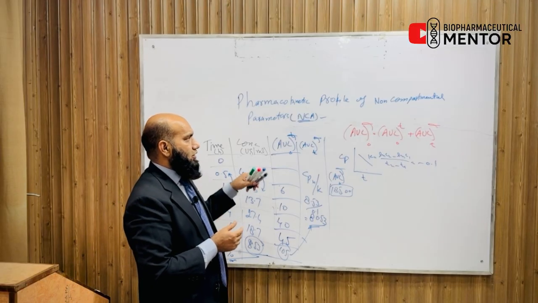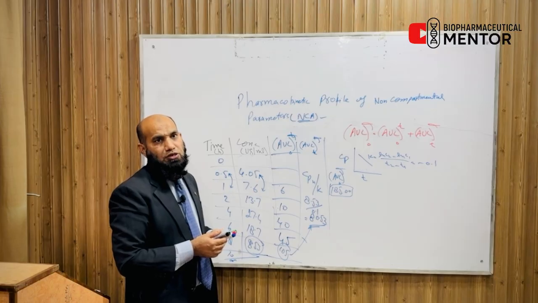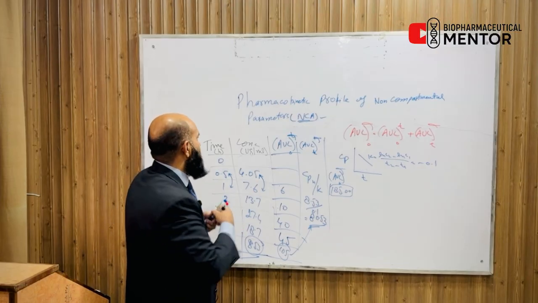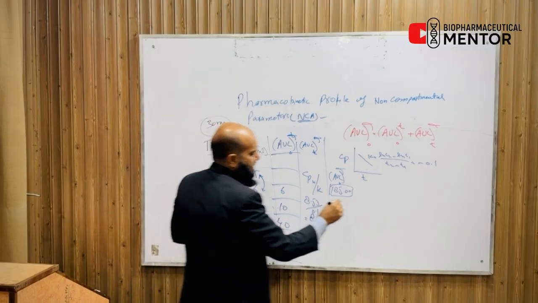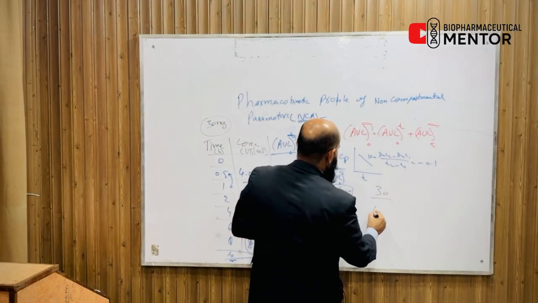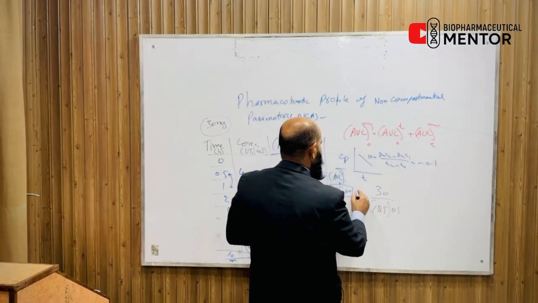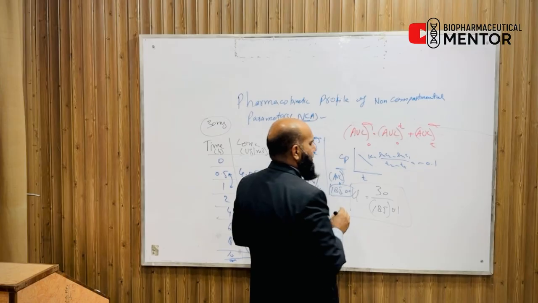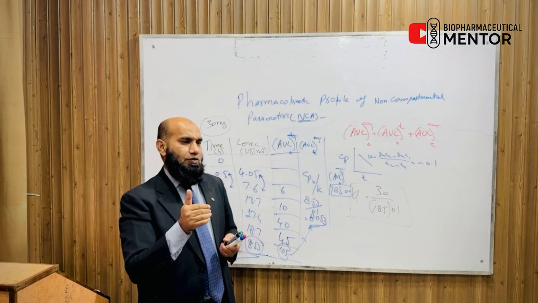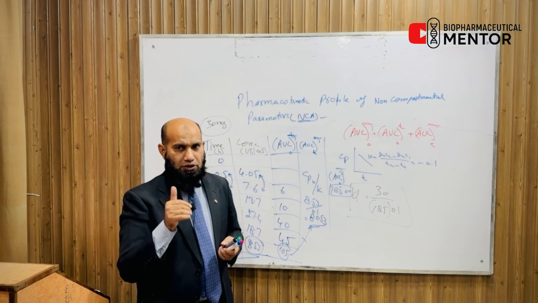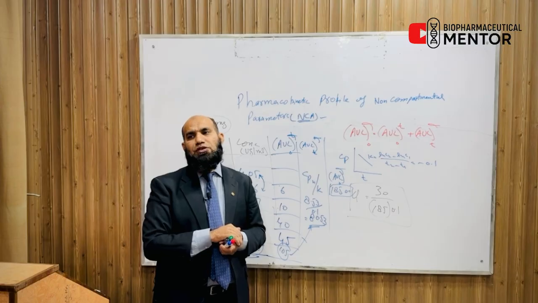To calculate the VD or clearance, we will see the data. What is the dose of the data? For example, we assume that dose of the data is 30 milligram. So we will divide this 30 with the 185 and multiply with the 0.1 K. We have the clearance. So clearance is basically the ratio of dose divided by K into AUC.